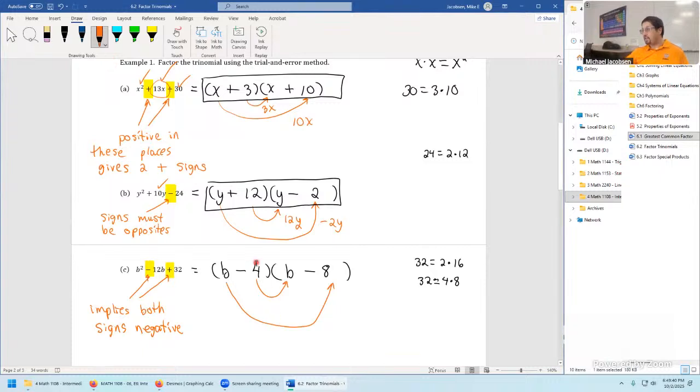Let's complete the check. The inner product is negative 4b. The outer product going here to here is negative 8b. Negative 4b minus 8b is indeed negative 12b. So at that very moment, the work is done.